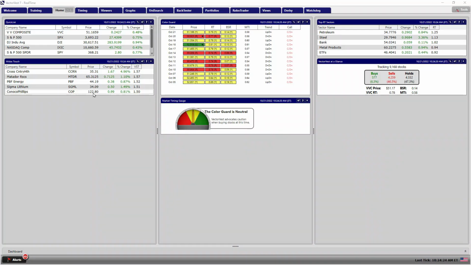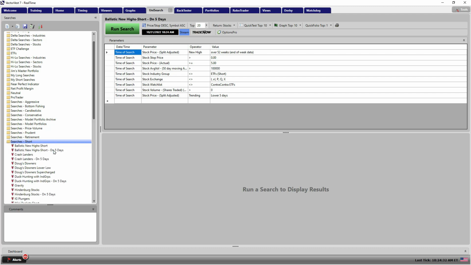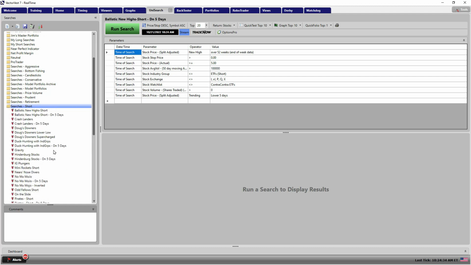Inside of VectorVest, let's take a look at our Unisearch. And there's a nice folder that we can look at called Searches Short. Now, inside this folder are some of my favorite scans that I use for shorting opportunities or selling opportunities, stocks that are in a downward direction. And this is where I found the majority of my positions this year.